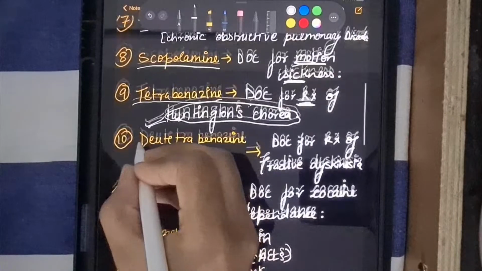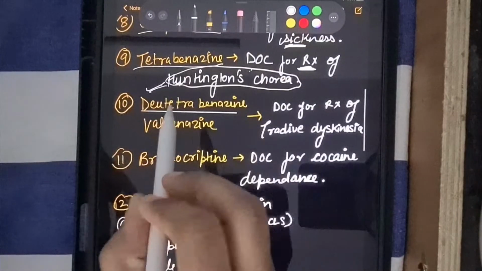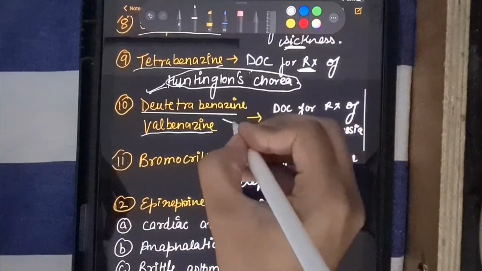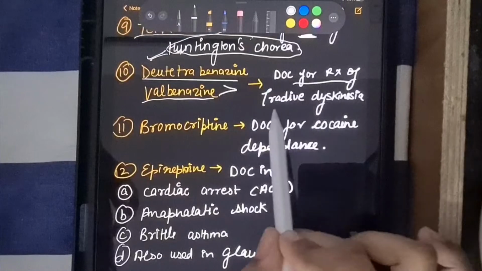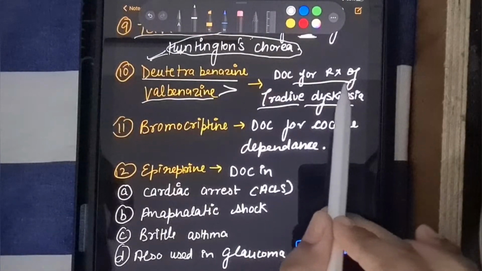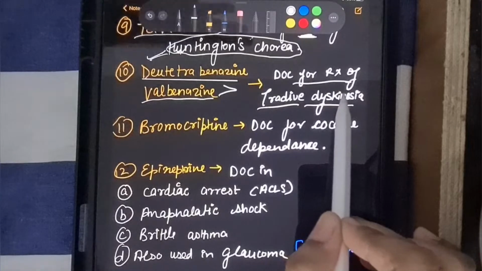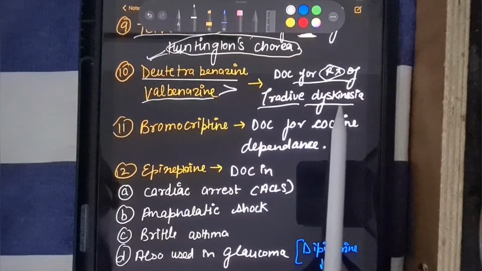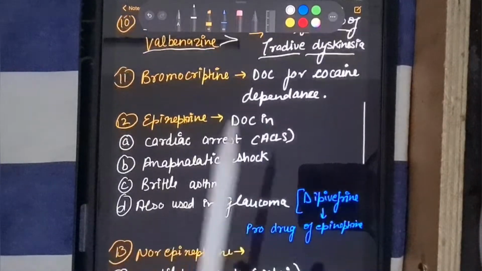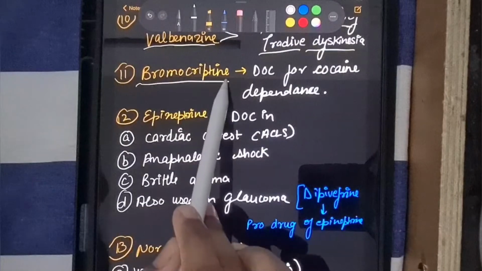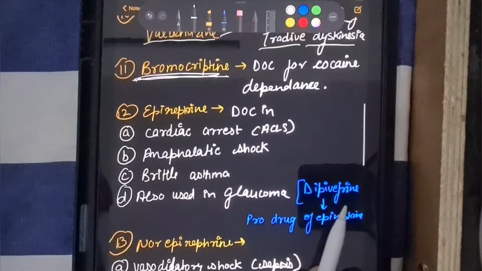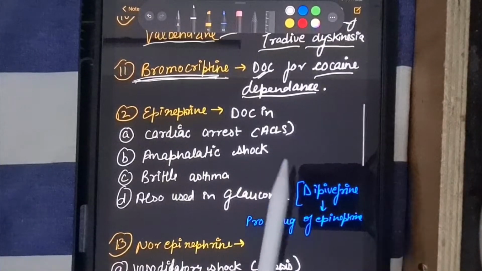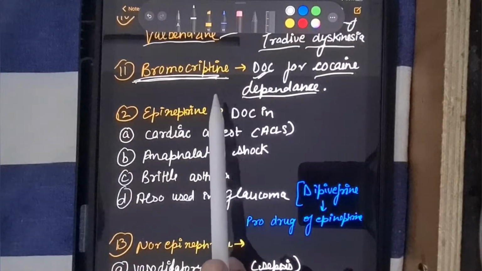Here are two drugs. The first drug is deutetrabenazine, and the second is valbenazine. Valbenazine and deutetrabenazine, both drugs are drugs of choice for treatment of tardive dyskinesia. Sorry for the error. So these two drugs are drugs of choice for treatment of tardive dyskinesia. And now let's move on to the next drug. The next drug is bromocriptine, which is a drug of choice for cocaine dependence. So in cocaine dependence, we will use bromocriptine as a drug of choice.